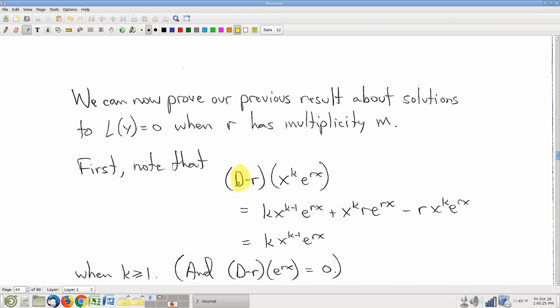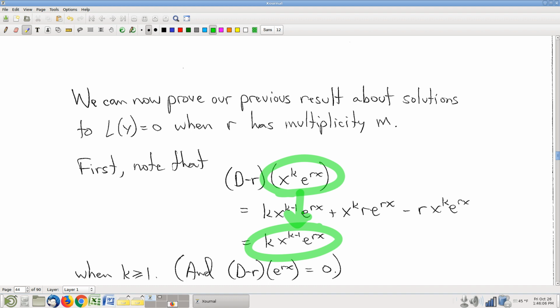D, take the derivative, product rule, and you get that. R, keep in mind, that's the linear transformation that says just multiply by R. That gives you that. So d minus r on this function gives us this bunch of terms here, and then you notice that, oh, hey, look at that, those two terms cancel, and all you're left with is just this. So d minus r turns this function into that function.